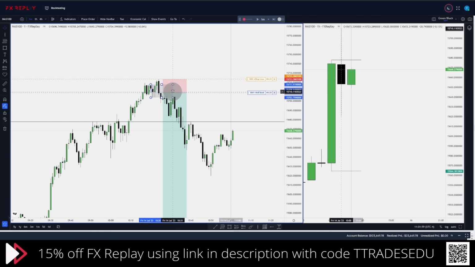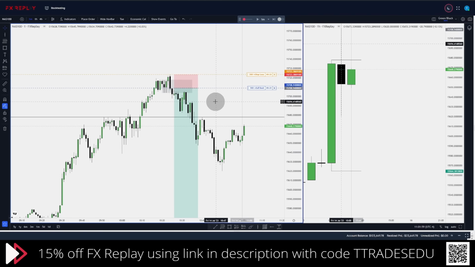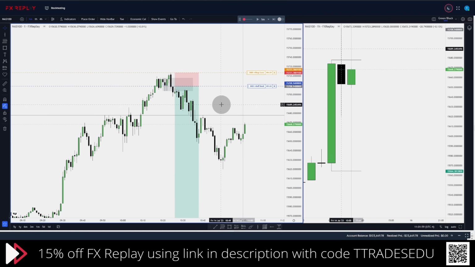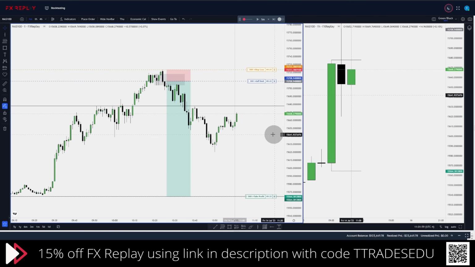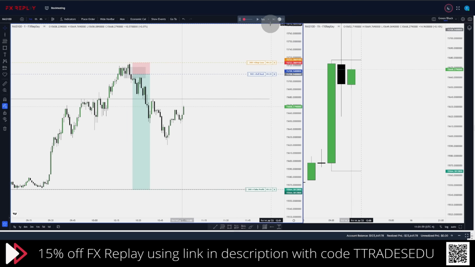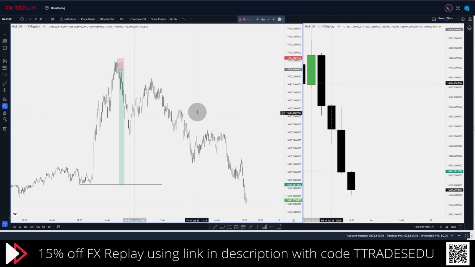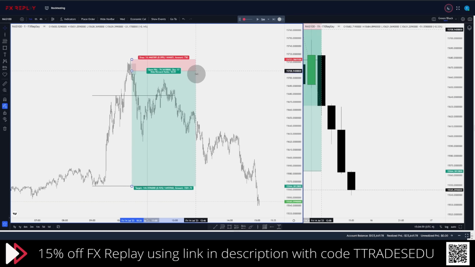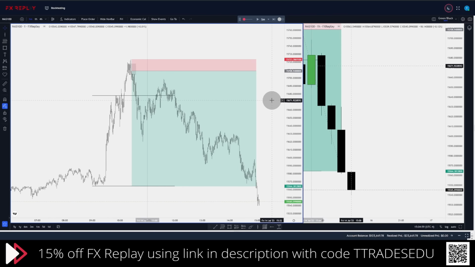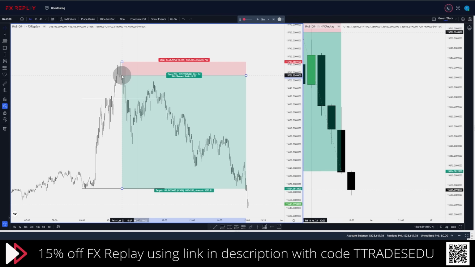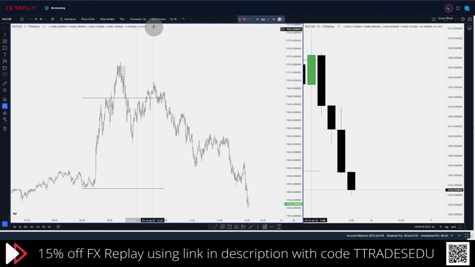So if we're looking at it, we would have taken our entry on the breaker. We would have been tagged in. However, wanted the fair value gap entry, so we didn't get it. Let's just see how this one would have worked out. It does go and take that low. So if we would have had a different entry, would have ended up with around 7.5R, but that's okay. Let's go to the next one.